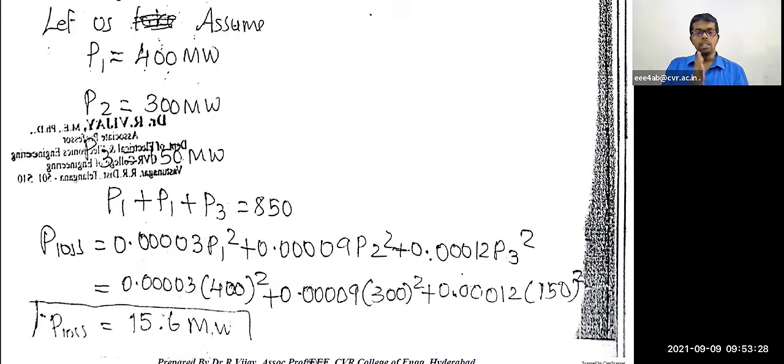So this is also very, very important, this watt and megawatt. In power generating units, any power generating unit is always mentioned in megawatt only. 1000 megawatt, 5500 megawatt, like that. So units are very, very important. So we have found out this PLoss.